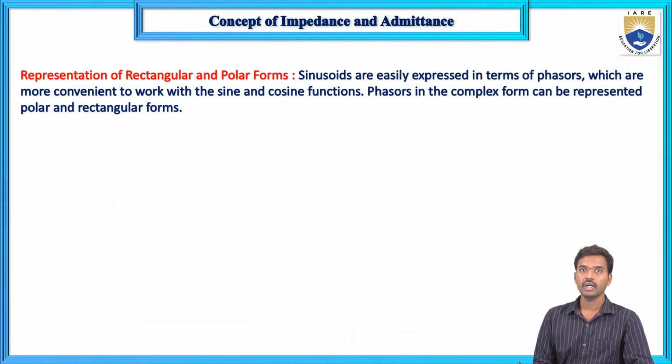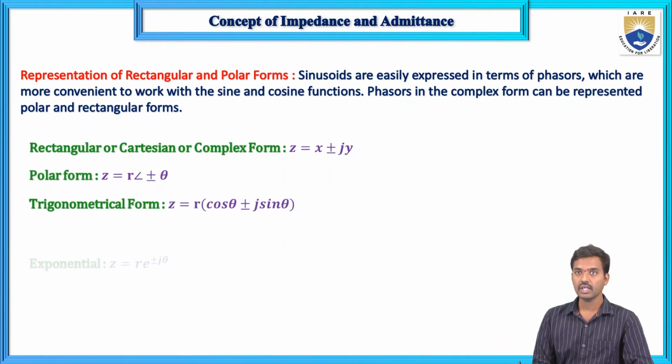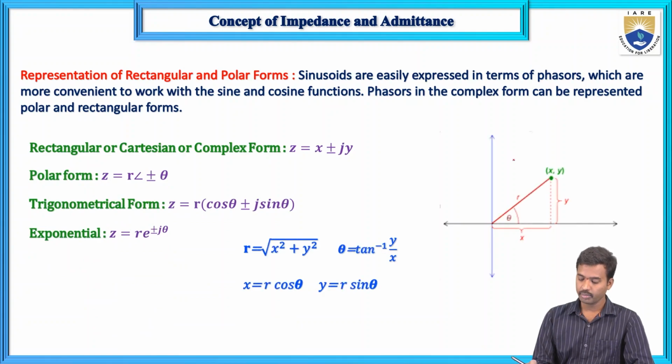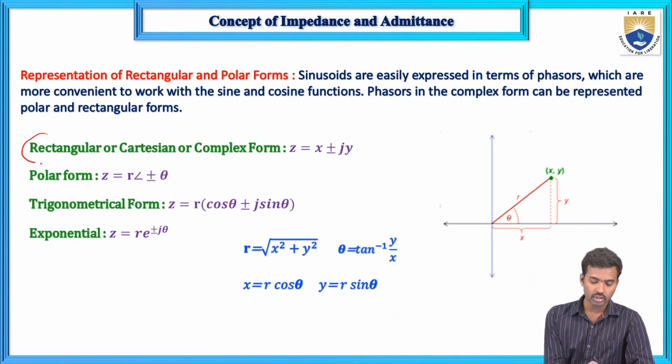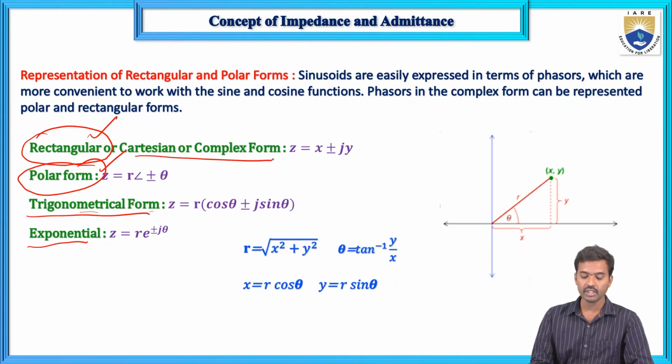So now the representation of rectangular or polar forms. How will you calculate? This is a representation of any alternating quantity, which can be represented in different ways. The most popularly known forms are rectangular form and polar form. Then there are trigonometrical and exponential forms. In our electrical circuits, we will use rectangular form and polar form. Rectangular form is also known as Cartesian form or complex form.